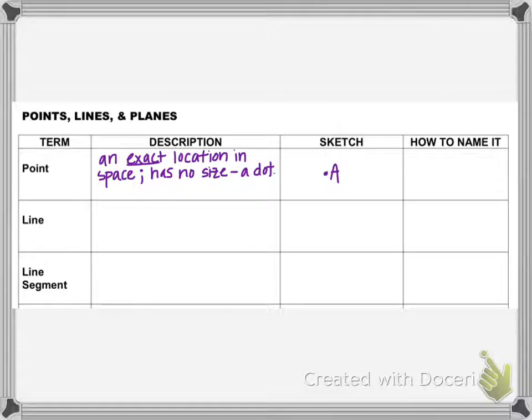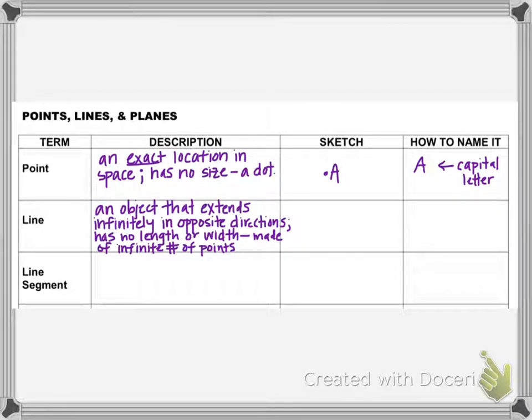You all have plotted points before on coordinate grids, and we always represent them with a dot on our picture, and there's usually a capital letter next to it, which is the name of the point. To name a point, we just use a capital letter. We don't actually put the dot in front of it. We only put the dot when we're actually drawing it.